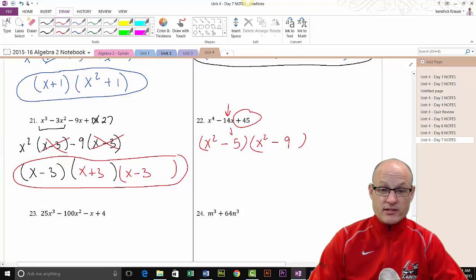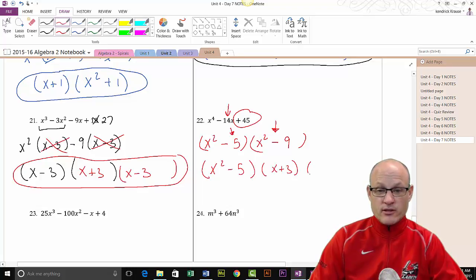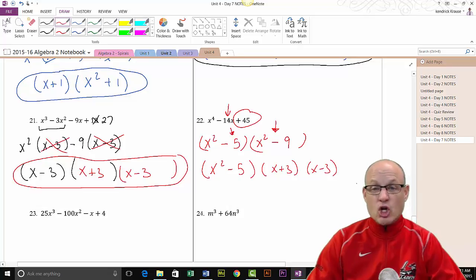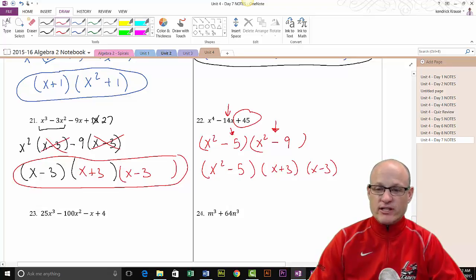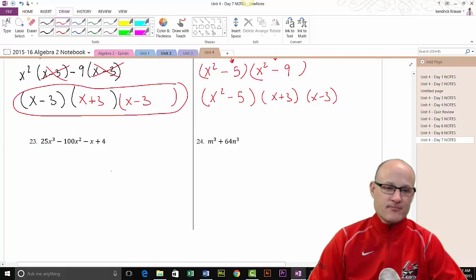Now, this is not the difference of perfect squares, but this is. So we got to keep going. X squared minus 5, x plus 3, x minus 3. So you're going to have to learn to persevere. You're going to have to learn to keep going, keep trying things.